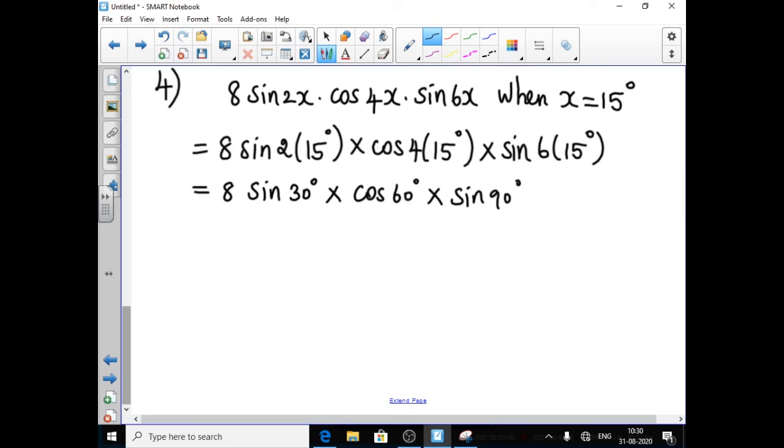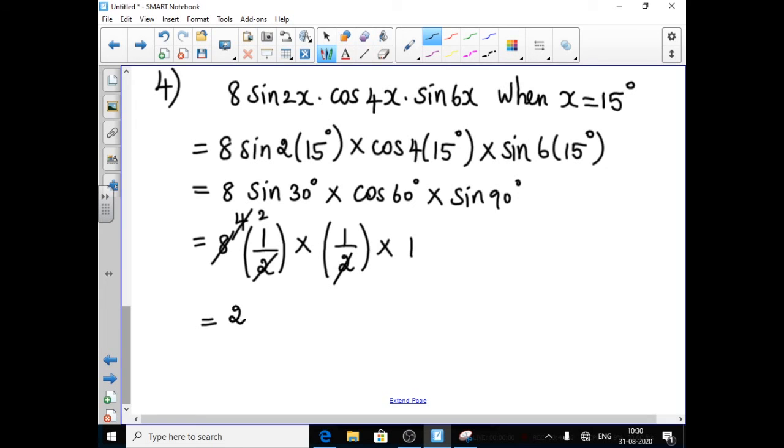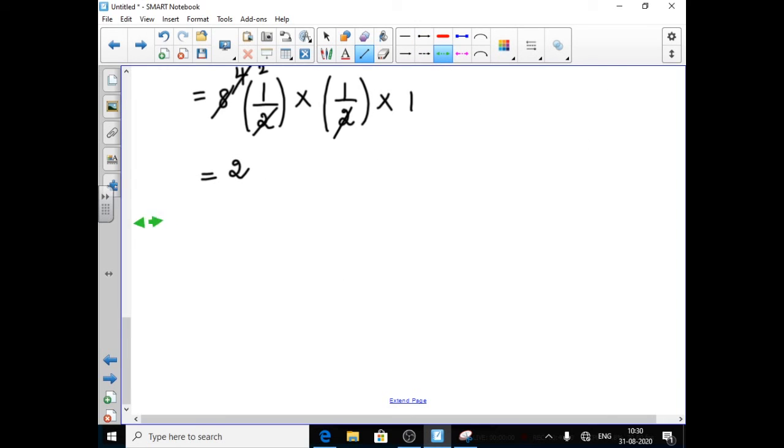So we know the values. 8 sin 30 degree is nothing but 1 by 2, into cos 60 degree, that also is 1 by 2, and the sin 90 degree value is 1. So here 4 times, again it gets cancelled. So what do you get? The answer is 2. That's all. So your exercise 6.2 is over. Okay. Thank you, students.